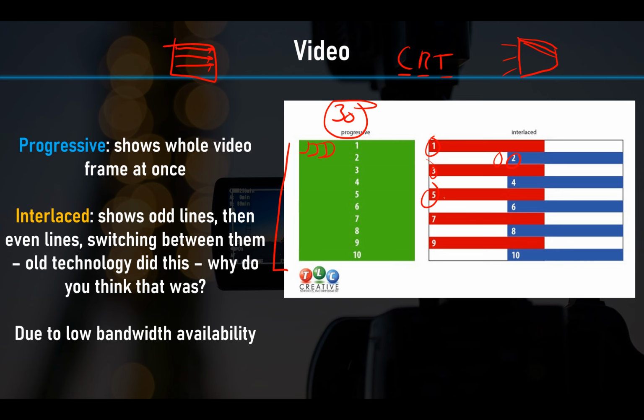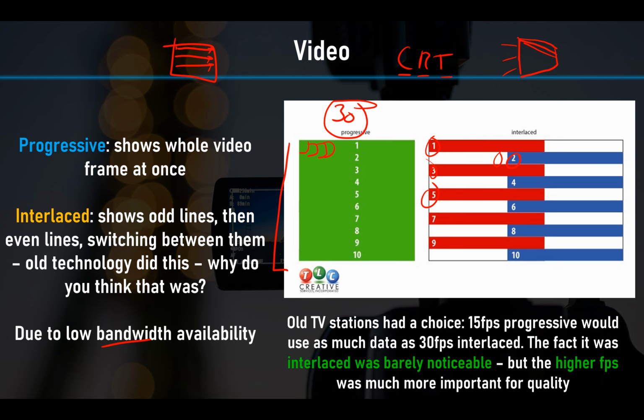That's going to be one reason they did interlaced, because then you only have to move the electron gun half as much. You're only showing half as much data. But another issue was the bandwidth, and to be honest, this was probably the more common reason. To give an example, old TV stations had a choice. I guess it was the government who said, if you're transmitting on this frequency, this is the amount of data you're able to send per second.